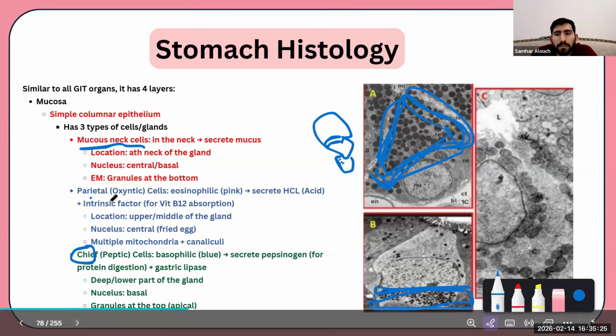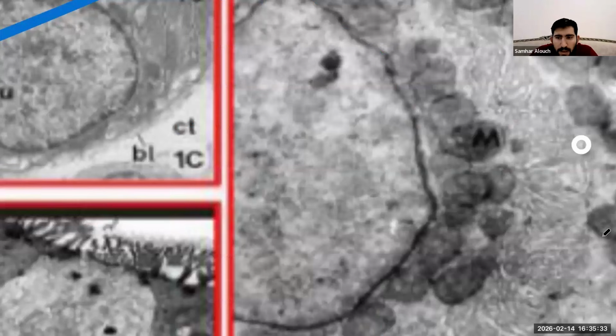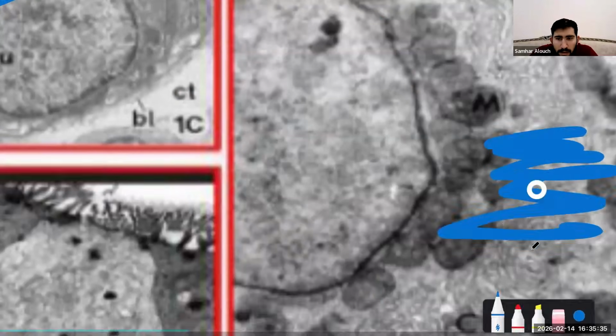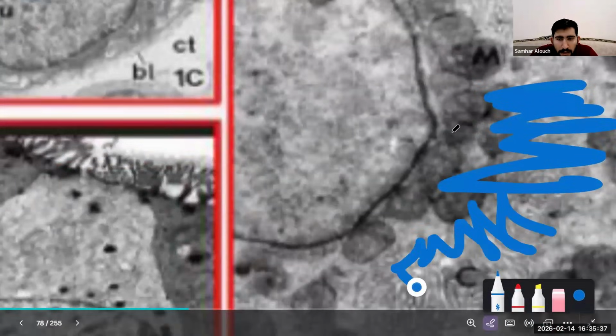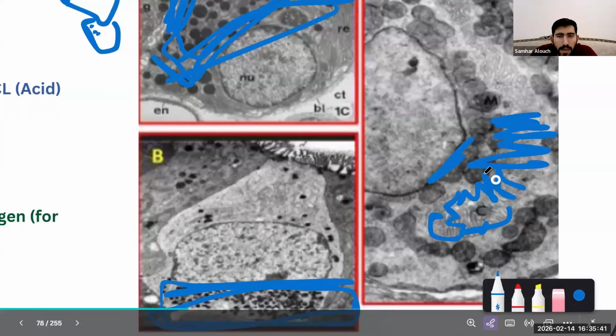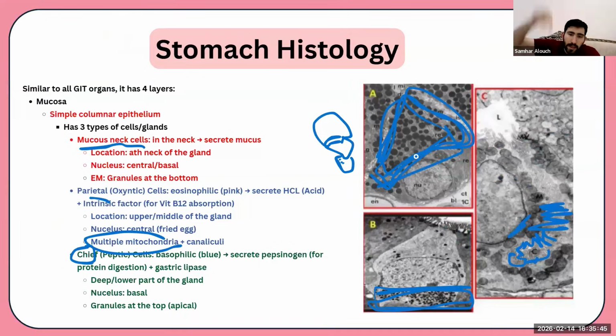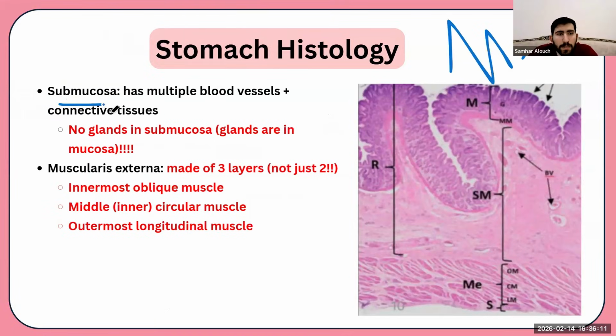And parietal, the granules are all over the place, but that's not what matters. It has multiple mitochondria and canaliculi. So this is mitochondria. See, there are so many lines here. Ignore the granules. There are so many lines here. That's mitochondria and that's parietal cells. So if you saw granules at the top, chief cells; granules at the bottom, neck cells. If you saw multiple lines, parietal cells. Is this clear?